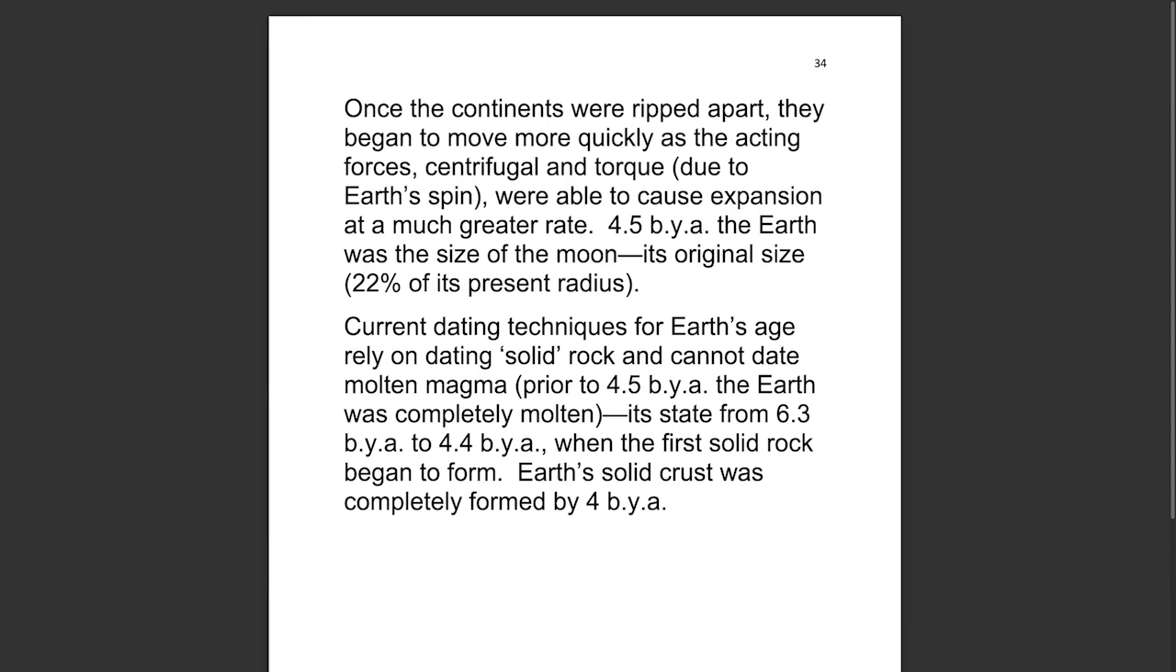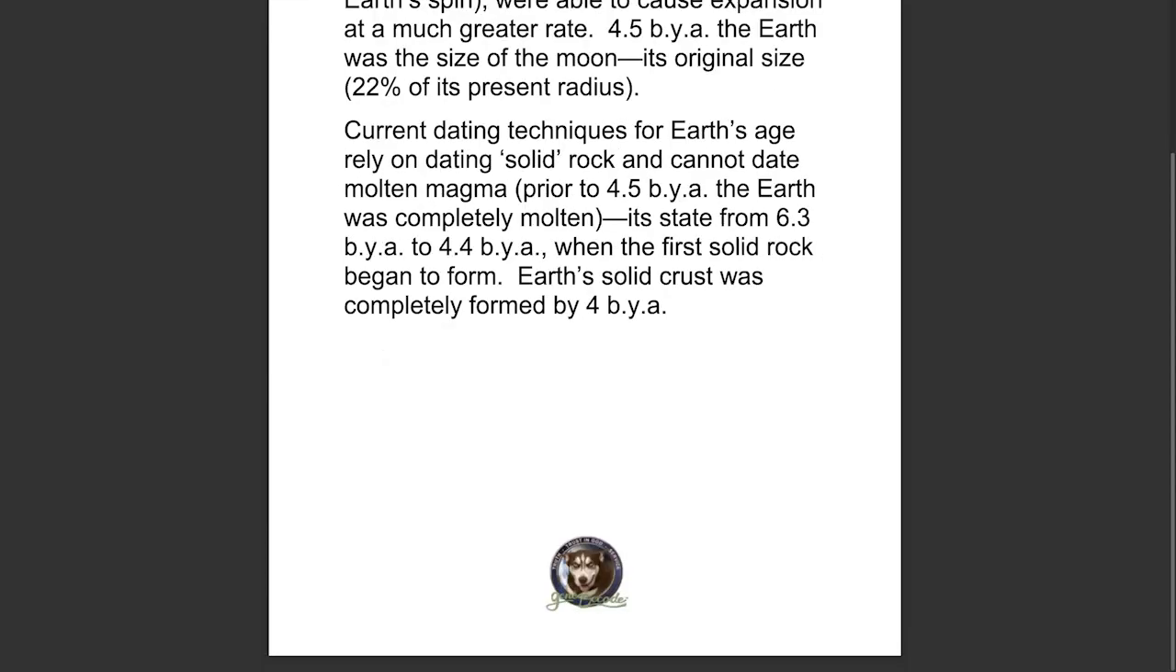It's actually somewhere between 6.3 billion years and 4.4 billion years, and that's due to other evidence throughout our solar system. When the first solid rock began to form was about 4.4 billion years ago. The Earth's solid crust was completed 4.0 billion years ago.